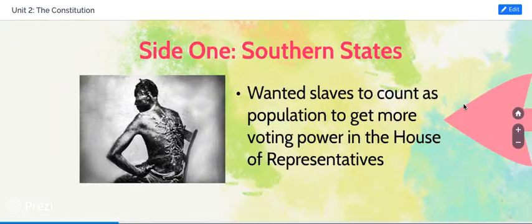All right, so side 1 is southern states. I do not put this picture in here lightly. There is a reason that I have put this picture in here. Okay, so southern states say, we want slaves to count as population. Literally just the number. Not the humans, just the number, okay? To count as population in order to get more power in the House.